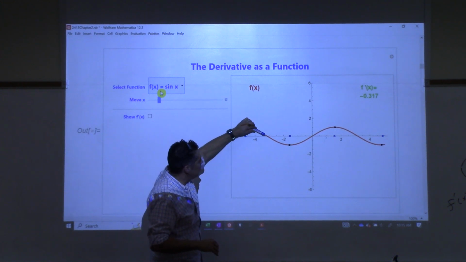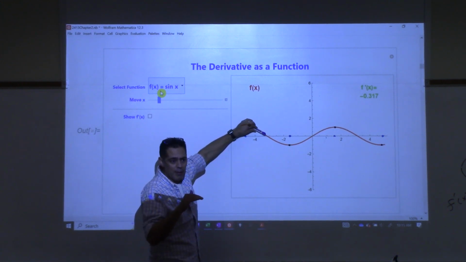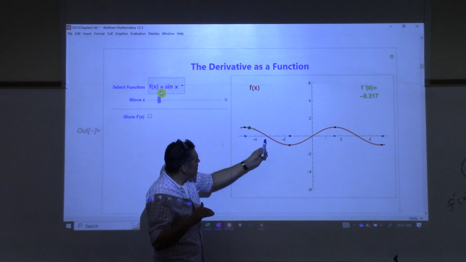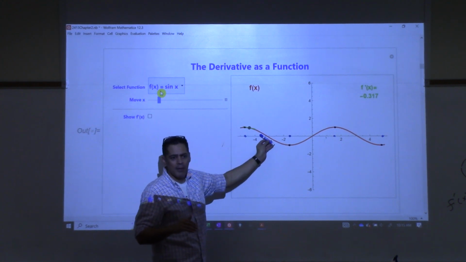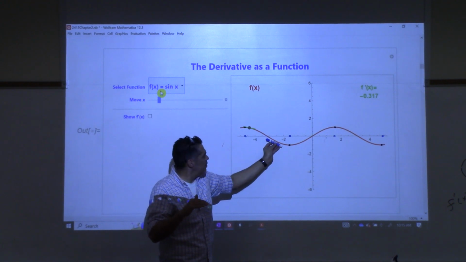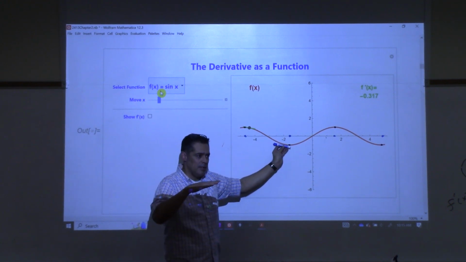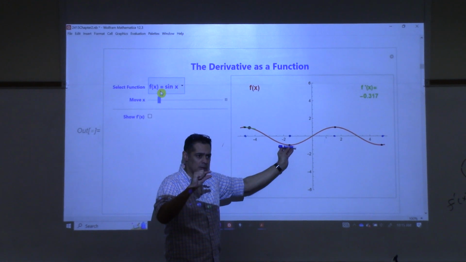And as I move to the right a little bit more, it's going to become a bigger negative number. And then bigger, and then I get to about right there. And that's about as big negative as I'm going to get. Because as I move closer, it starts to flatten out again, doesn't it? Still negative slopes, but they're smaller.